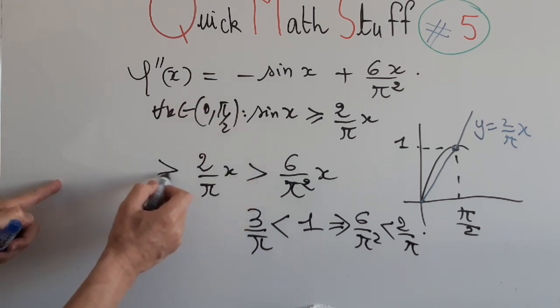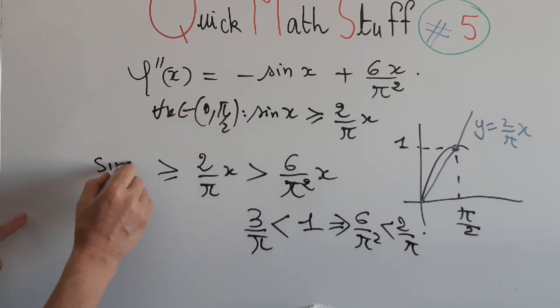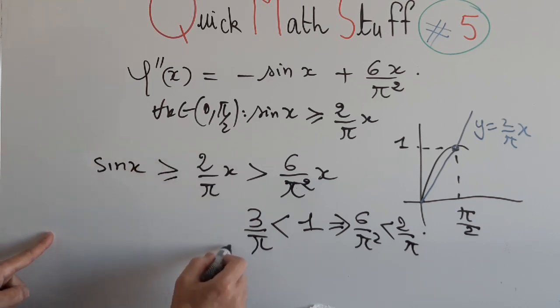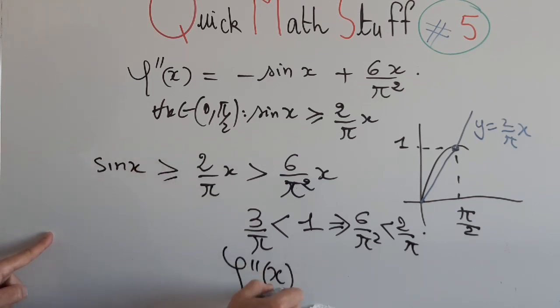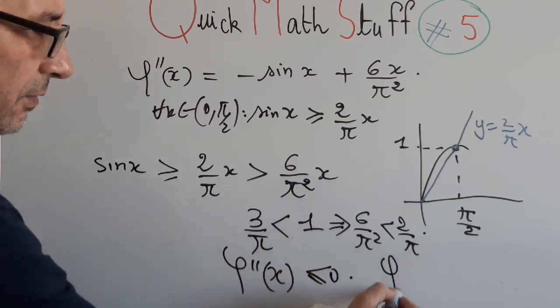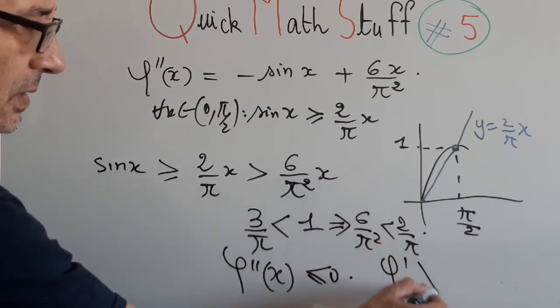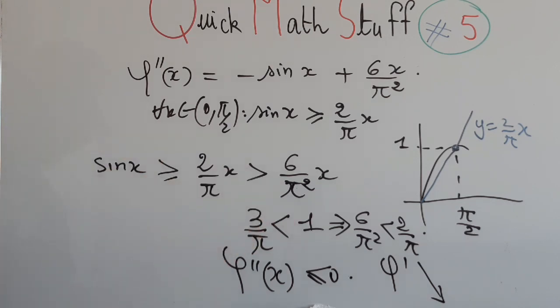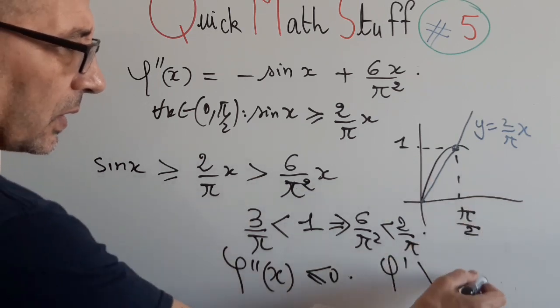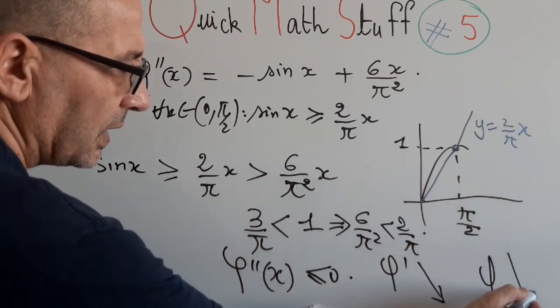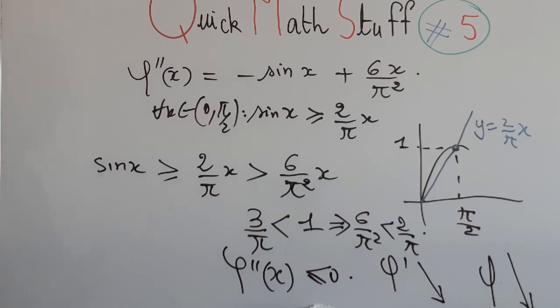We conclude that phi second derivative is negative. So phi prime is decreasing and its sign is negative, so on combining all this we find that phi is also decreasing, which completes the proof of our first inequality.